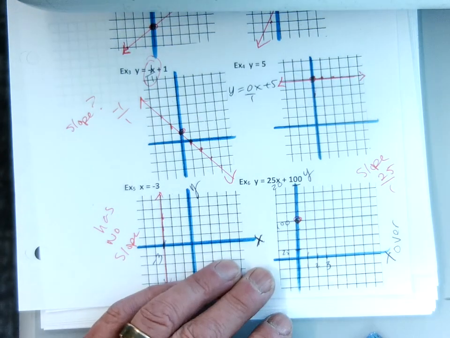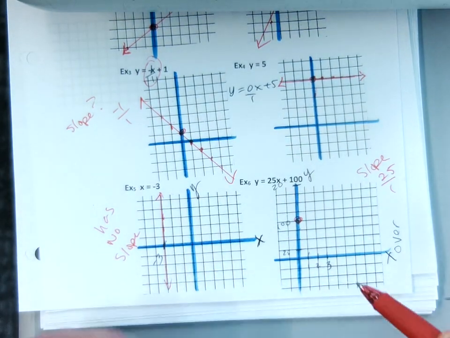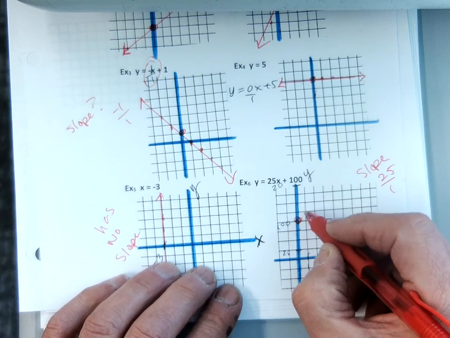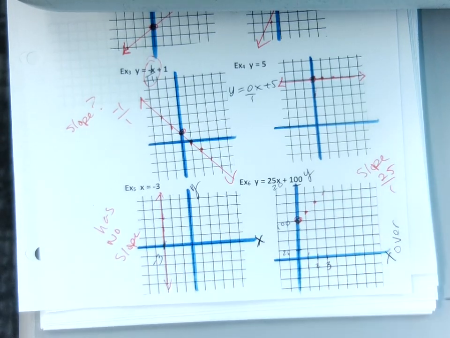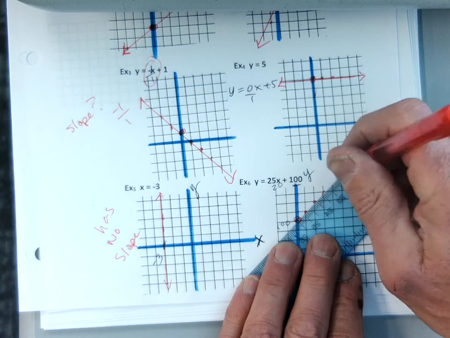Nice job. You're ahead of me. Great. I like that. Awesome. So up 25 over 1, up 25 over 1. Looks like that.